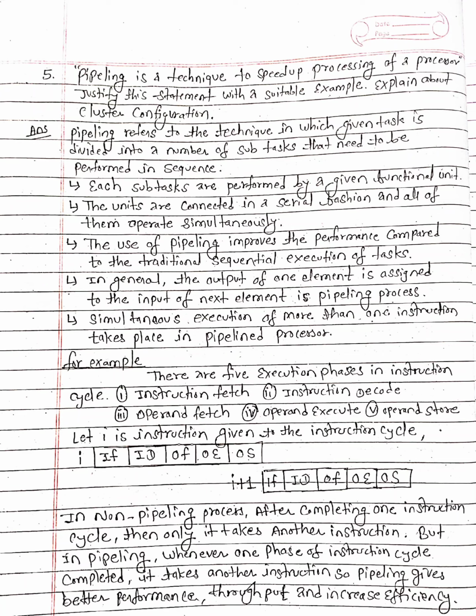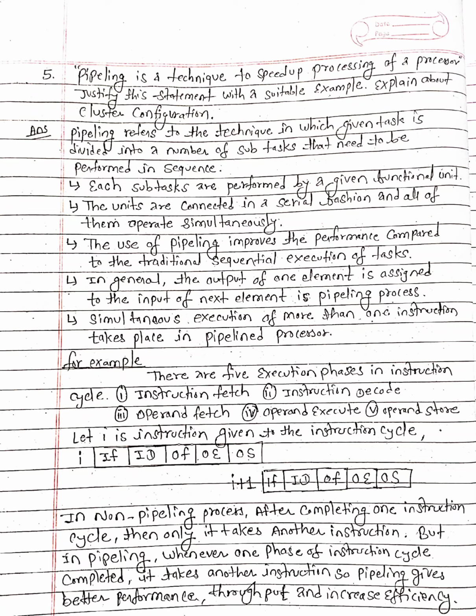Simultaneous execution of more than one instruction takes place in a pipeline processor. For example, there are 5 execution phases in an instruction cycle: instruction fetch, instruction decode, operand fetch, operand execute, operand store. Let I be the instruction given to the instruction cycle. This is the figure of non-pipelining.